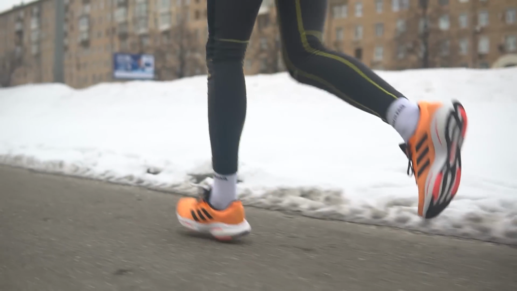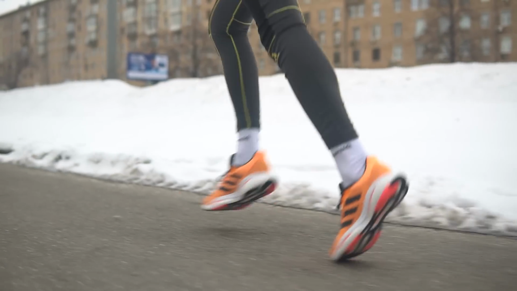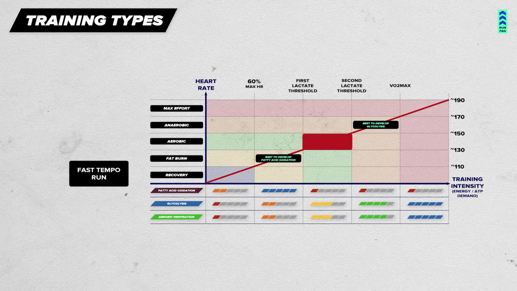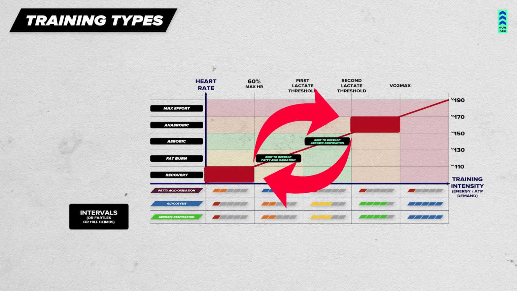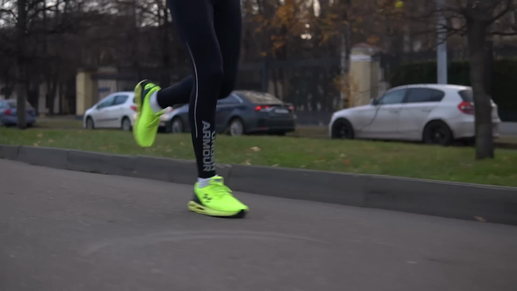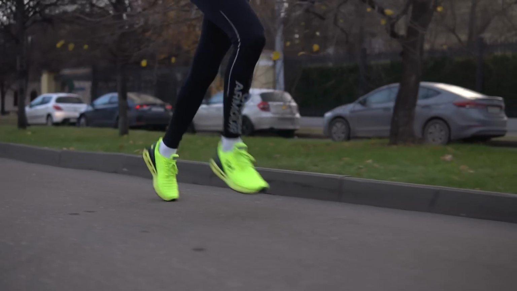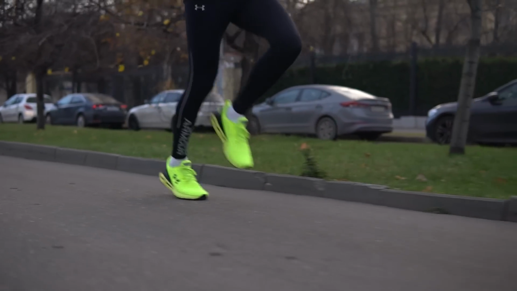Now let's talk about training types and how they help develop different energy systems. In general, we have 4 common types of training: recovery run, easy tempo run, fast tempo run, and intervals, or fartlek, on hill climbs. I need to remind you that to develop any energy system, you have to push it to its limits. And I think by now you already have a good sense of which training improves which system.